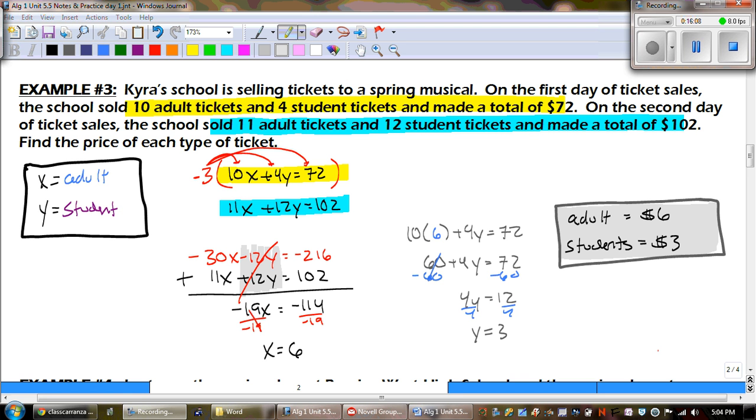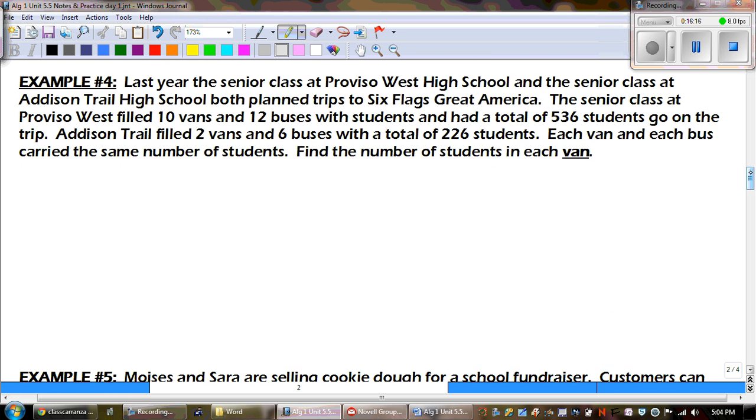Okay, and then we get that the adults equal $6 and the students equal $3. All right, example number four. Ready? Pause the video. See if you can do step one and two on your own. I'm actually going to make you do more, but we'll check in after steps one and two. Pause the video. Good luck.